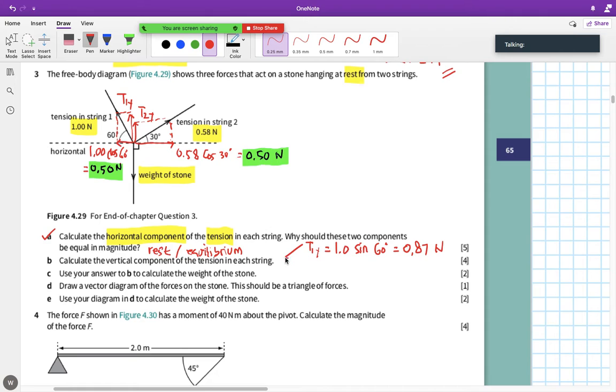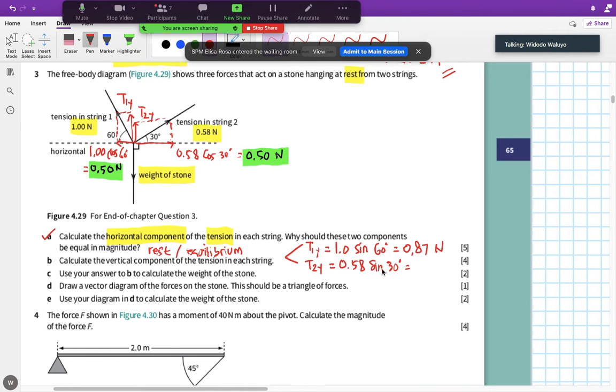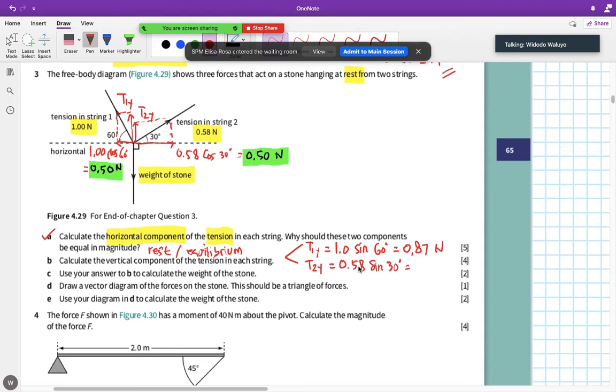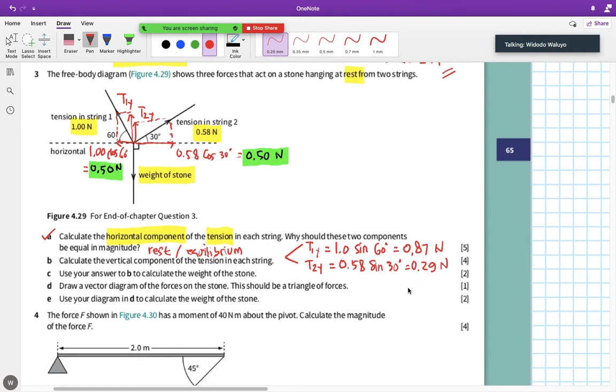Newton, and T2 on the y equals 0.58 sin 30. Sin 30 equals a half, so a half of 0.58 is 0.29 Newton. Okay, this is the vertical component of tension 1 and tension 2. Done.